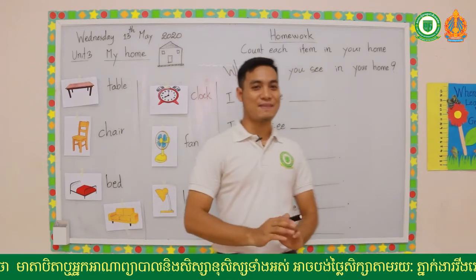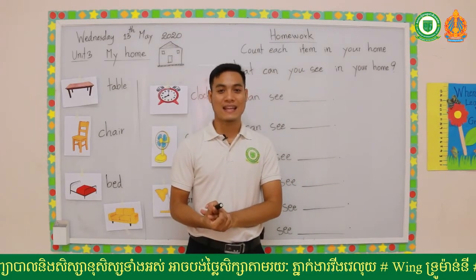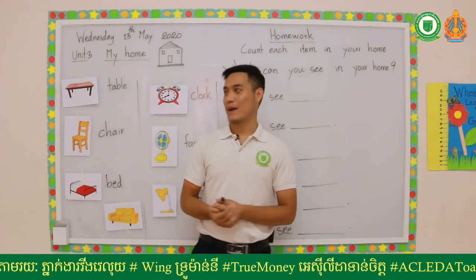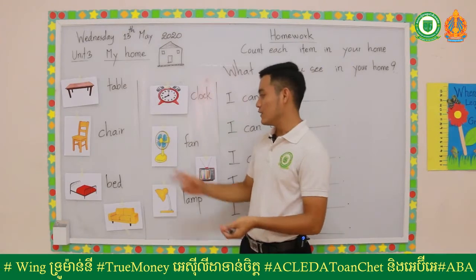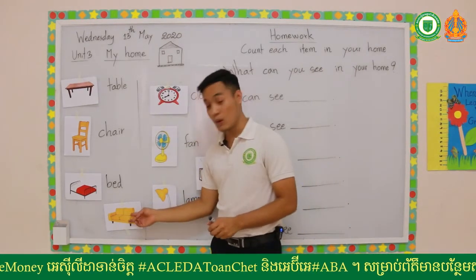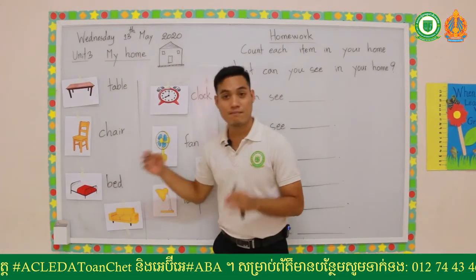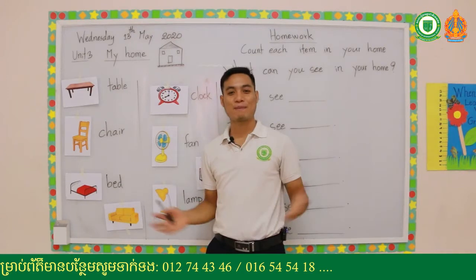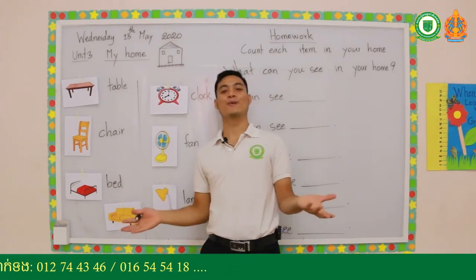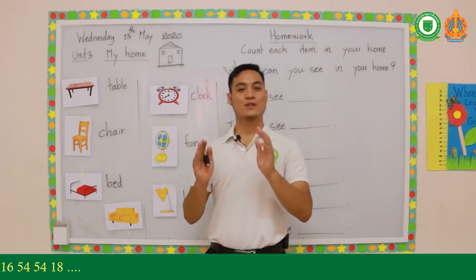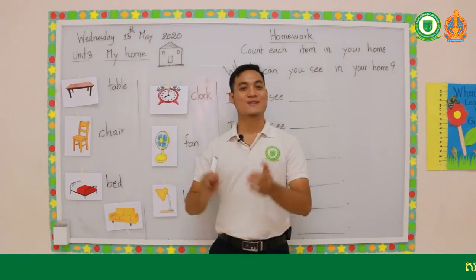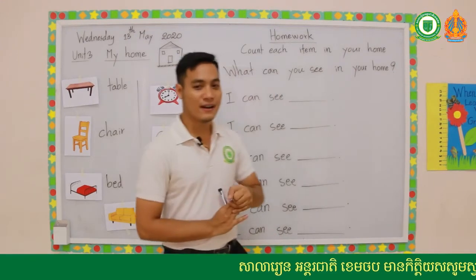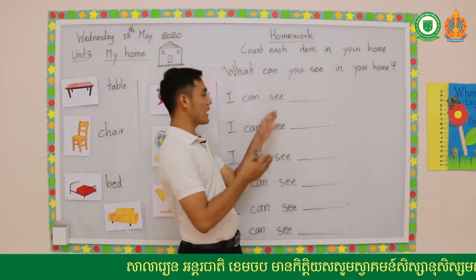lamp. And you learned a lot about how to describe your house, like I can see five chairs, I can see one television, or I can see two clocks, I can see two fans, or I can see two sofas, I can see three beds. Okay, I can see 10 tables. Okay, this is how you describe things in your home. Okay, so I also told you to practice the words and also some sentences about how to describe your home too. And now beside that practice, we will do homework right here.